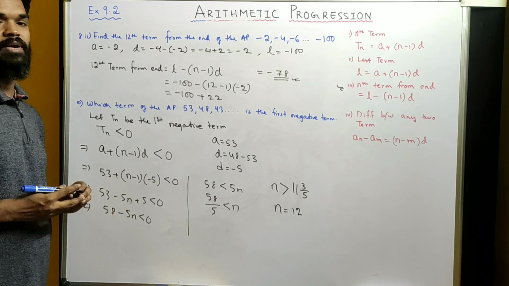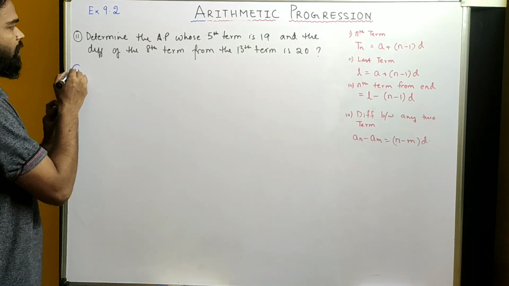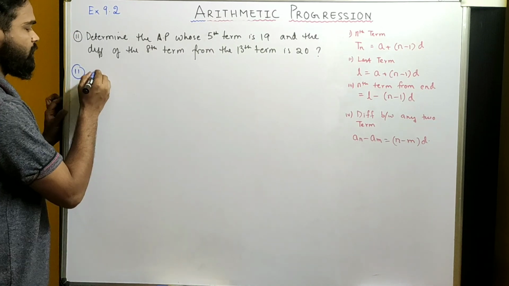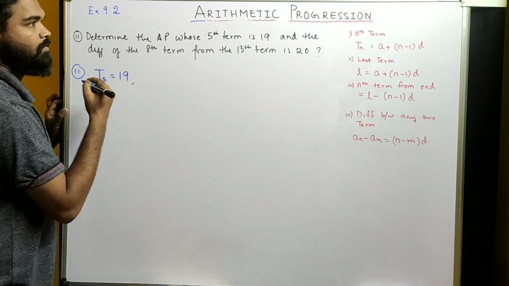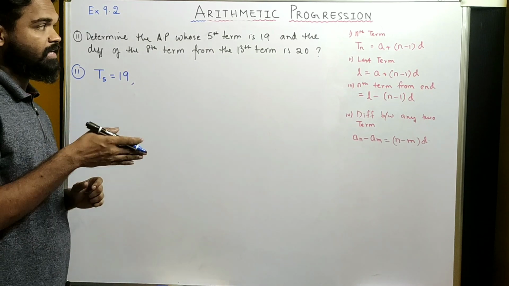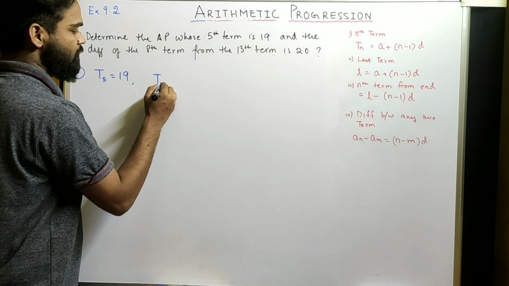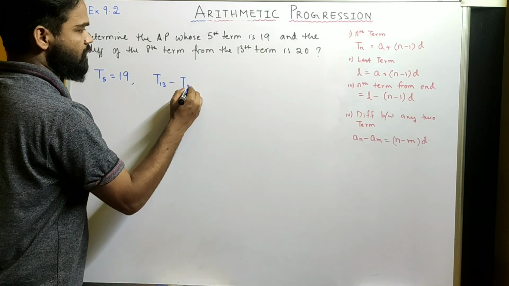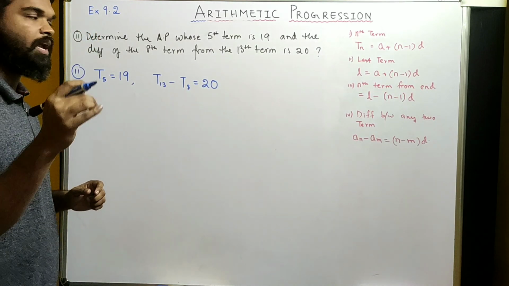Okay, now let us look at the next sum. Now look at this sum, very interesting. Sum number 11. Determine the AP whose fifth term, so T5, is given as 19, and the difference of the 8th term from the 13th term, which means T13 minus T8, is given as 20. You need to find the AP.